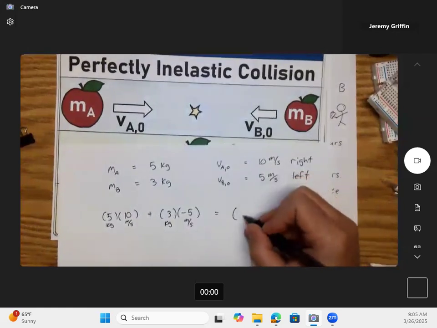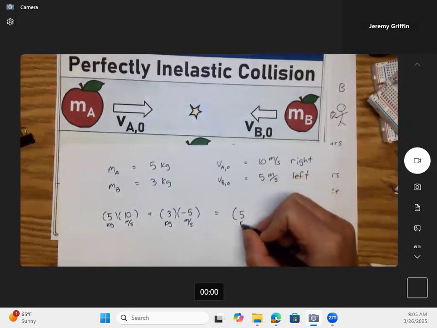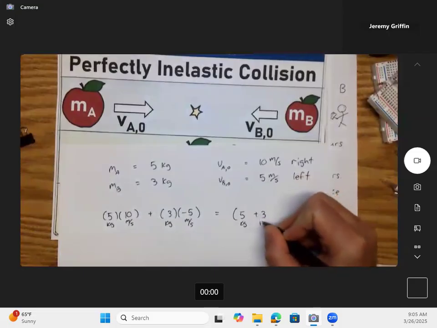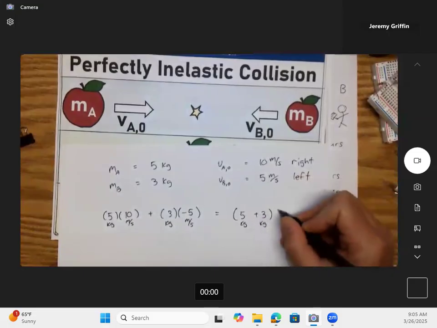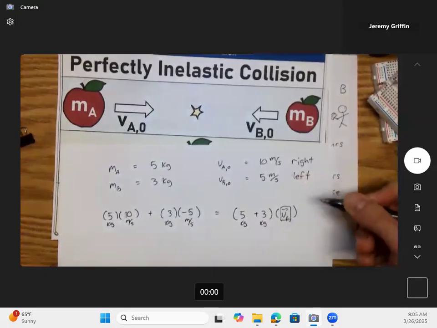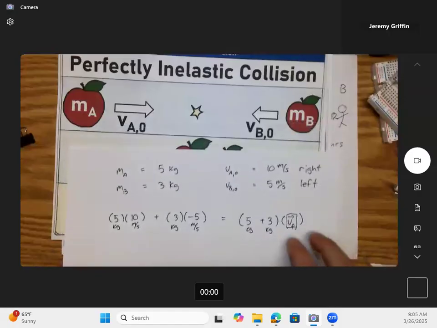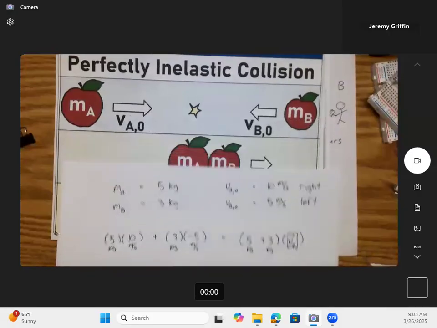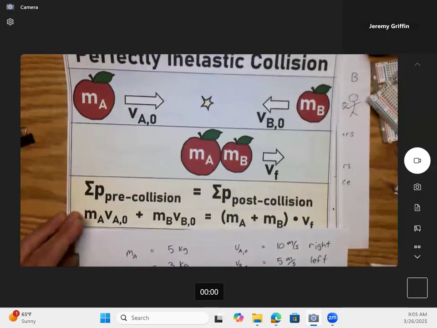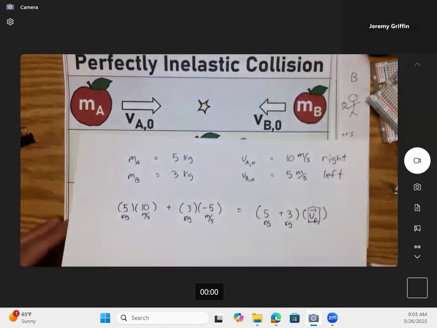I'm just heading straight to the numbers. I got 5 kg plus 3 kg, one giant mass moving at some common final velocity. It's a vector, right? These are vector values, so I'll get a little arrow on that. And that's what we're solving for. Are you guys okay with that setup? It falls straight out of that math. You guys good with that?